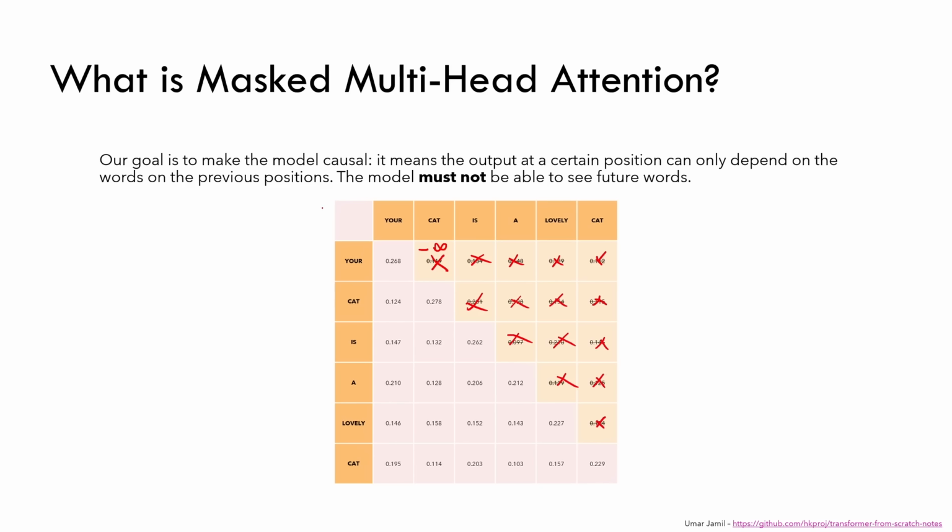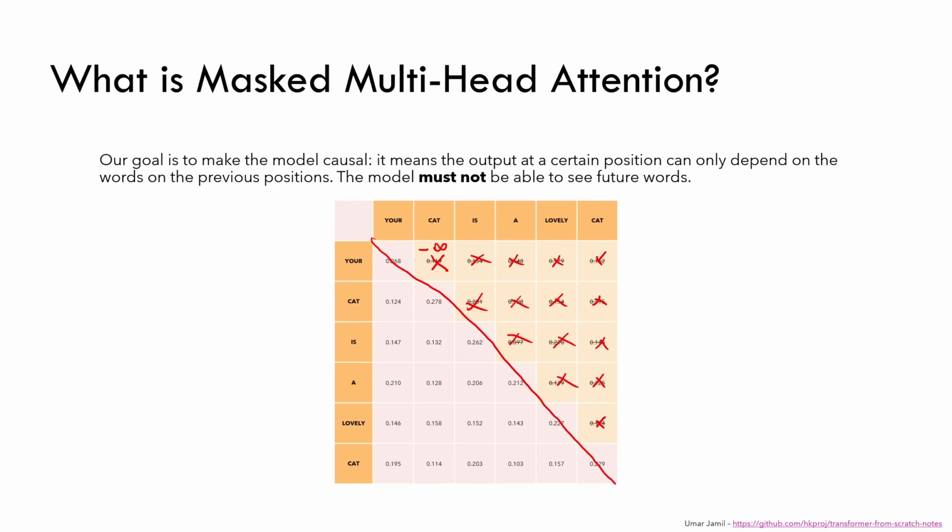So we can see that we are replacing all these values that are above this diagonal. This is the principal diagonal of the matrix, and we want all the values above this diagonal to be replaced with -infinity, so that the softmax will replace them with 0.